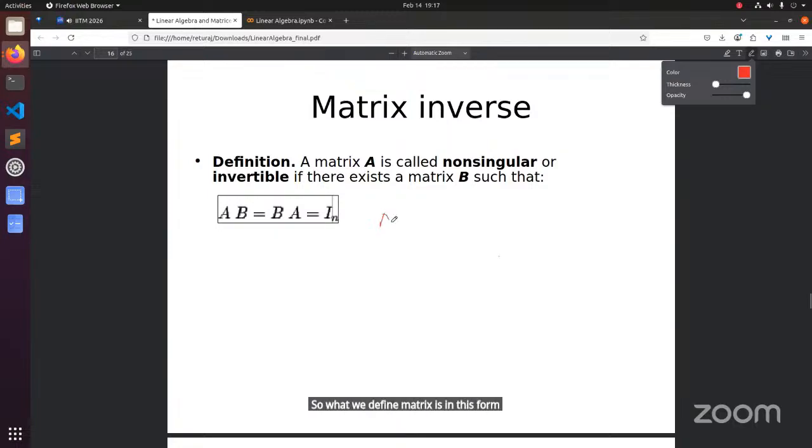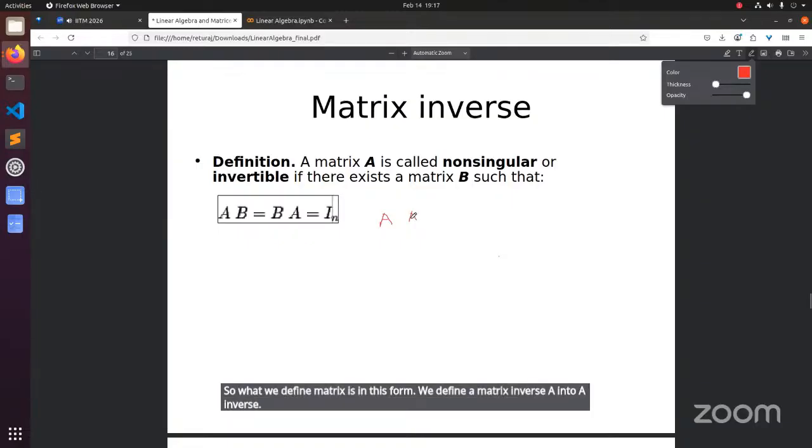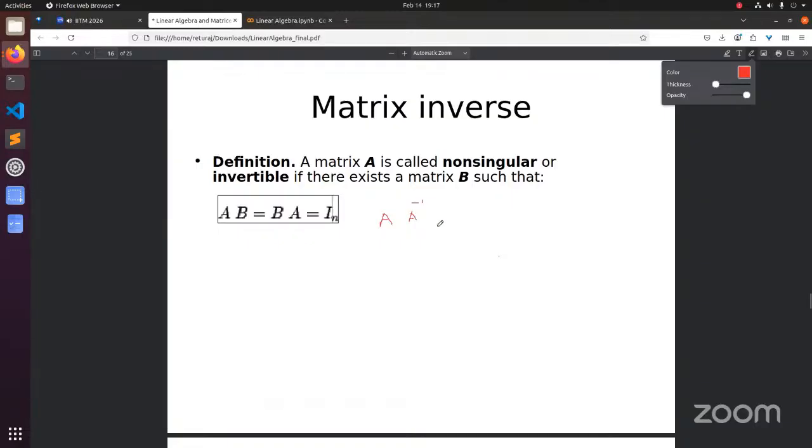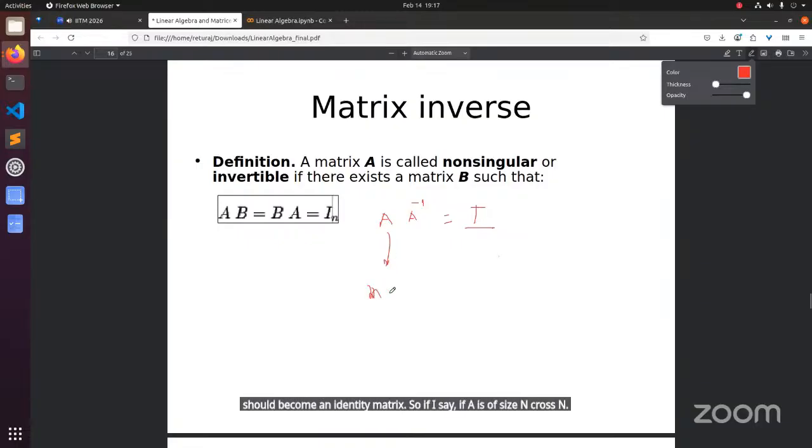We define a matrix inverse such that A into A inverse should become an identity matrix. So if A is of size n cross n, this is n, not m, then A inverse will also be of size n cross n.